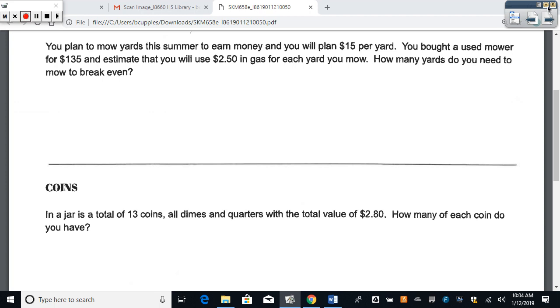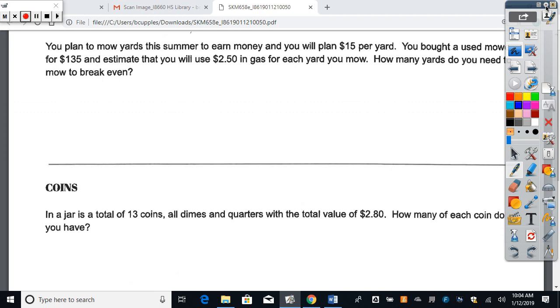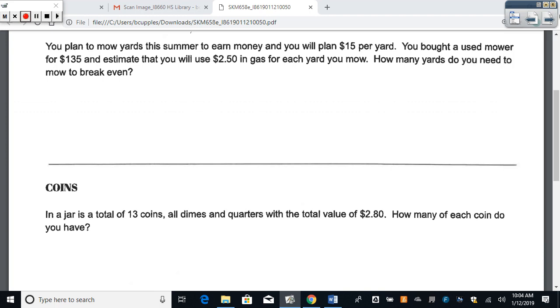So anyways, let's actually talk about the application of this. So what we have here is this. I'm going to put down a couple of notes here as we look at this. I'm going to put down that Y is the number of yards mowed. Okay, that's really what we need to do here.